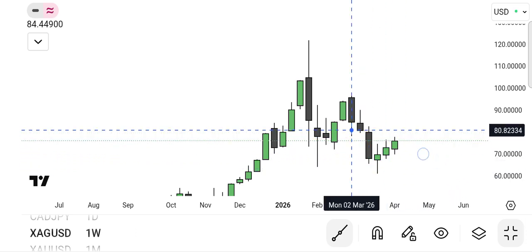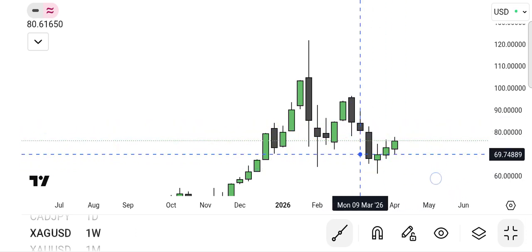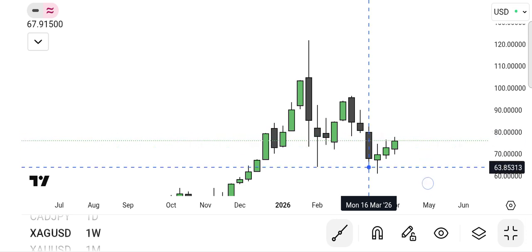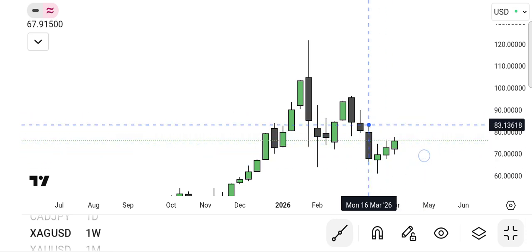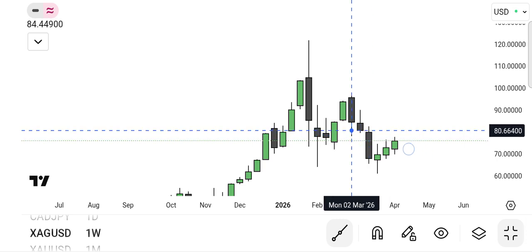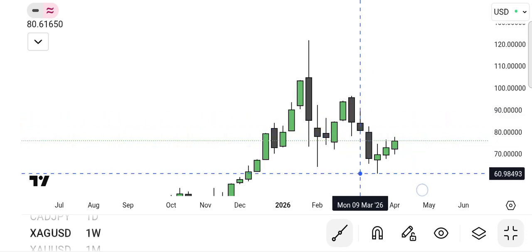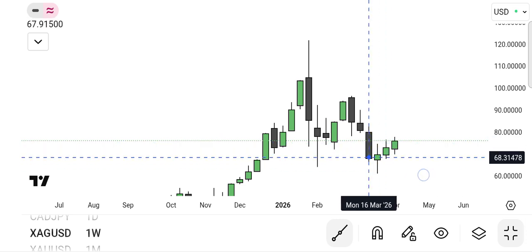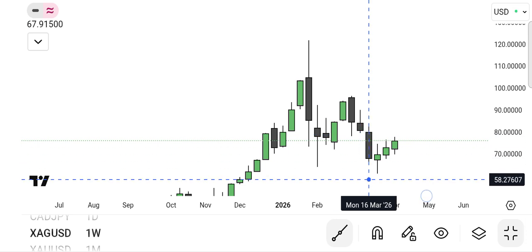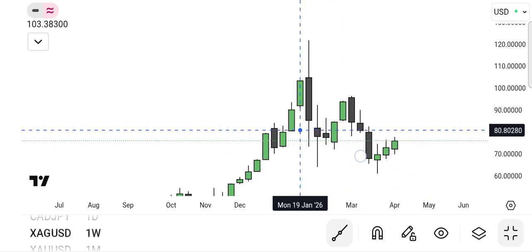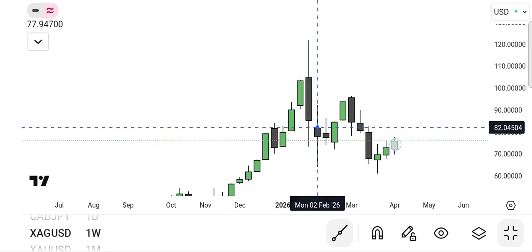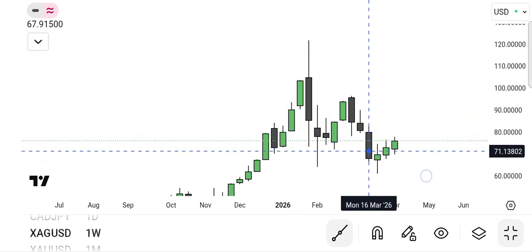Now let's see the characteristics of a pullback and an impulsive move. You all know that a consolidation takes more time than an impulsive move. Are you understanding? So this is a pullback, this is a corrective move, and this is an impulsive move. Now if you check it very well, this is the neckline of the head and shoulder. This is very clear, you can see the bearish candle and the pullback.